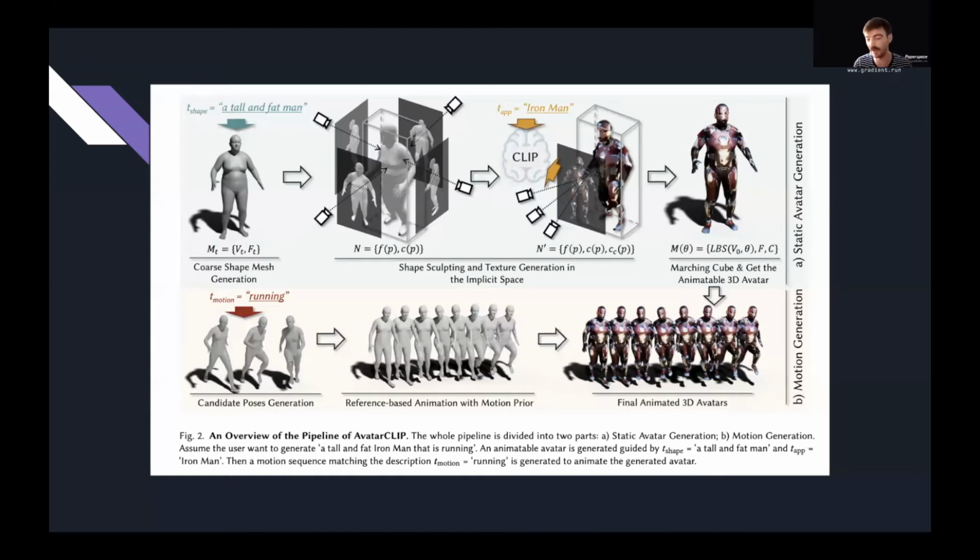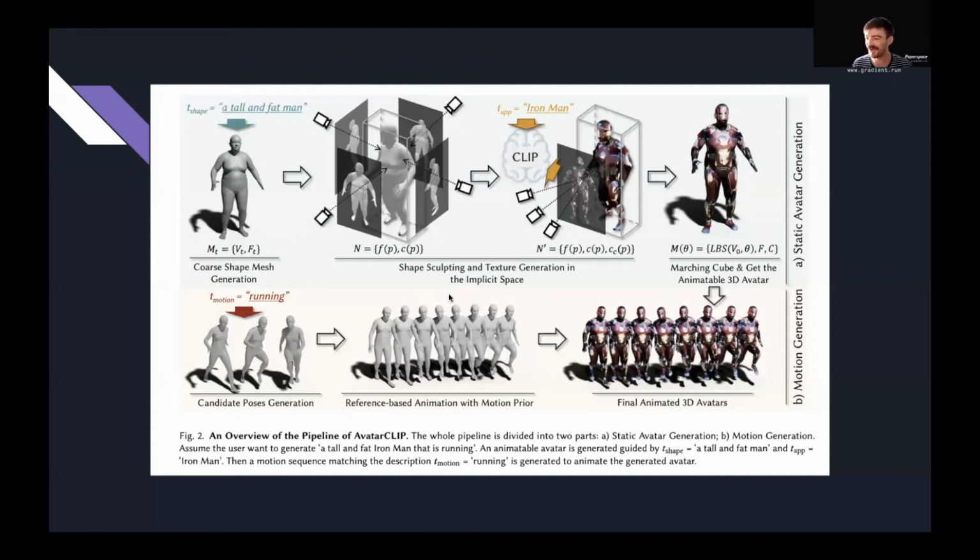Like I said, not simultaneously, but also happening to this process is adding motion. To do this, we have a T motion input. In this case, it would be running with CLIP to generate a sequence of candidate poses from a code book of potential poses.